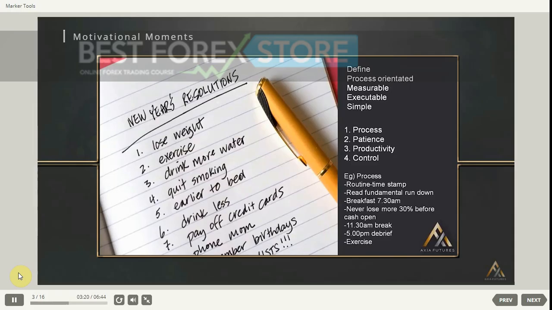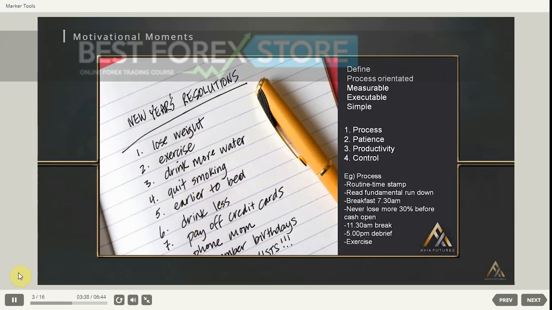Now, I'm going to go through my goals with you, and I'm going to show you how just one of these goals will ultimately make me a better trader. So as you can see there, I've listed 4 goals. Now, I've had these goals actually technically for about 5-6 months. All right. So the first 3, process, patience, and productivity.